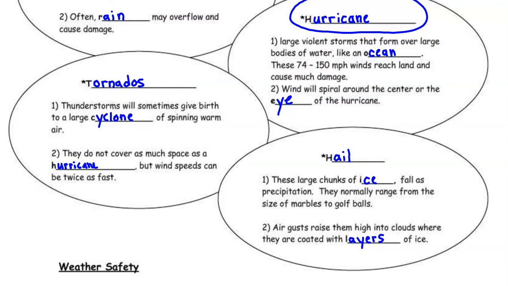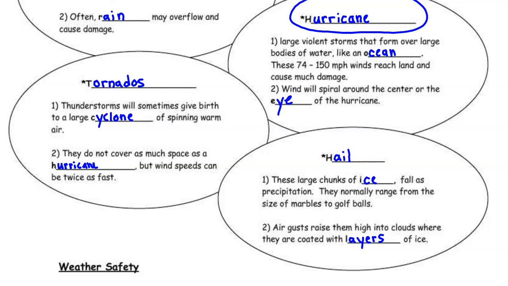Hail is large chunks of ice that fall as precipitation, and they range in size based on how many times a hail ball has been blown up and down into freezing cold air. Air gusts raise them high into the clouds, where they're coated with multiple layers of ice.